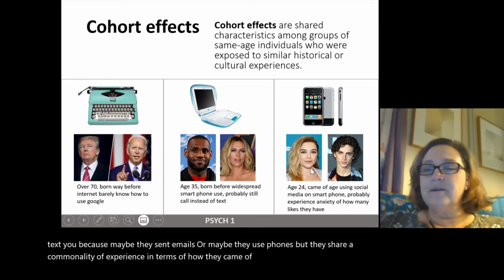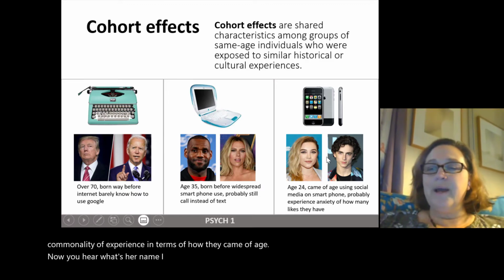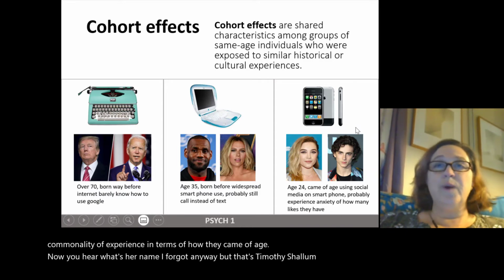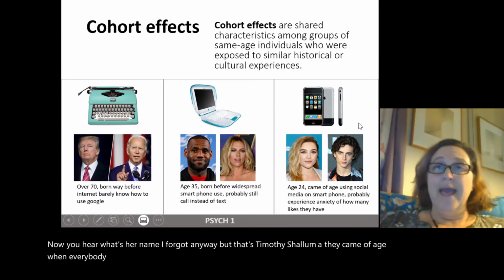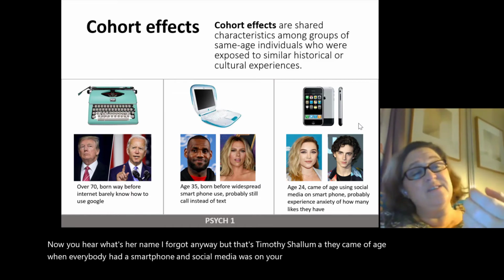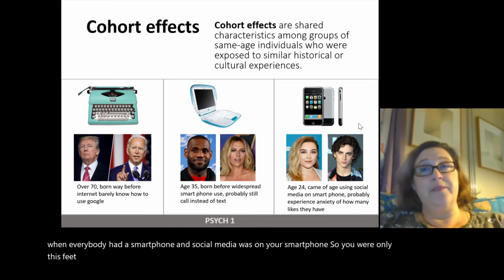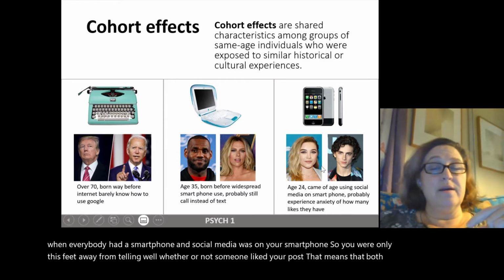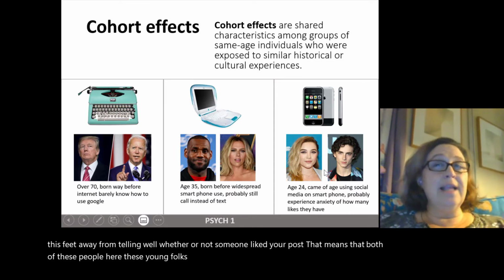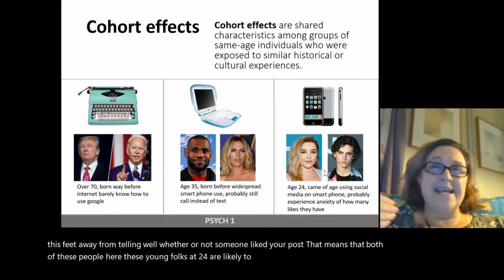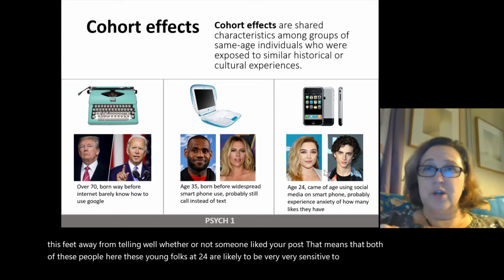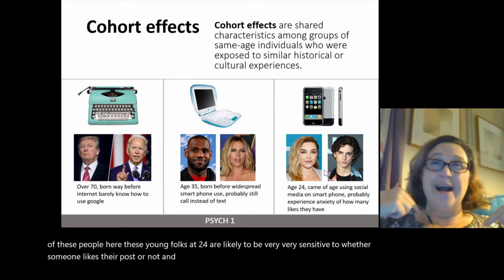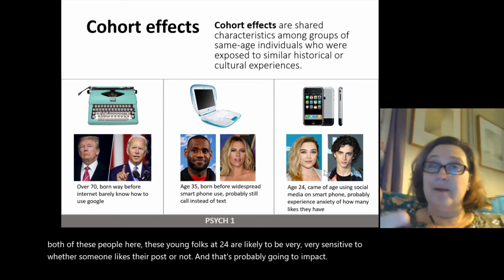Now here you have Timothée Chalamet and another actress. They came of age when everybody had a smartphone and social media was on your smartphone. So you were only this far away from telling whether or not someone liked your post. That means that both of these young folks at 24 are likely to be very, very sensitive to whether someone likes their post or not. And that's probably going to impact their identity and how they feel about themselves.